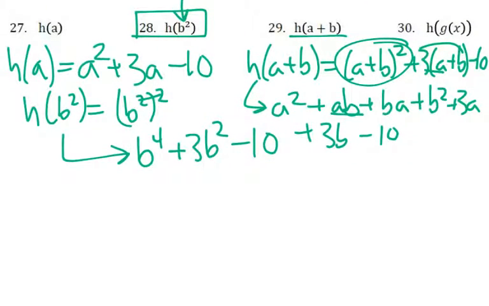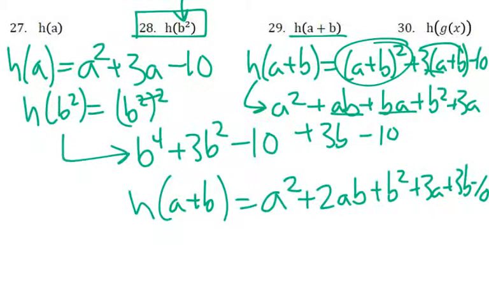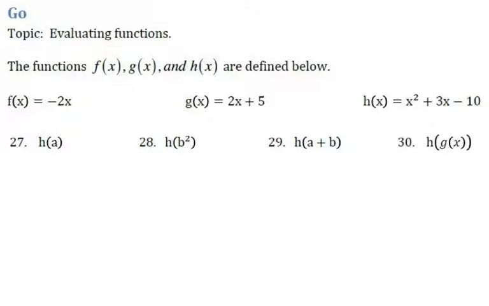Now, ab and ba are the same thing, so we simplify it further and go a squared plus 2ab plus b squared plus 3a plus 3b minus 10. And there is h of a plus b. So kind of long, but still fairly simple. Okay, now the last one.